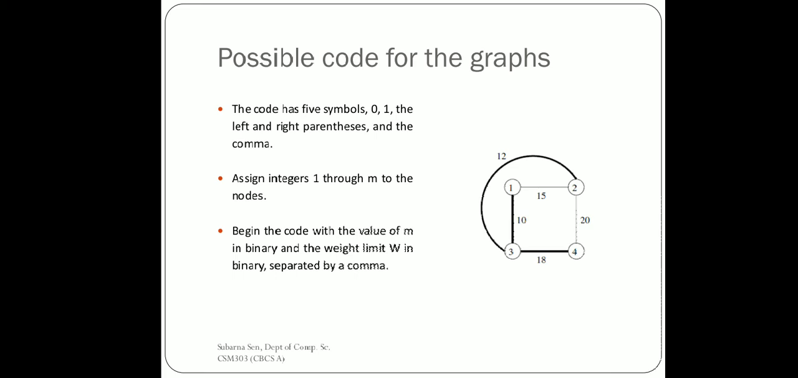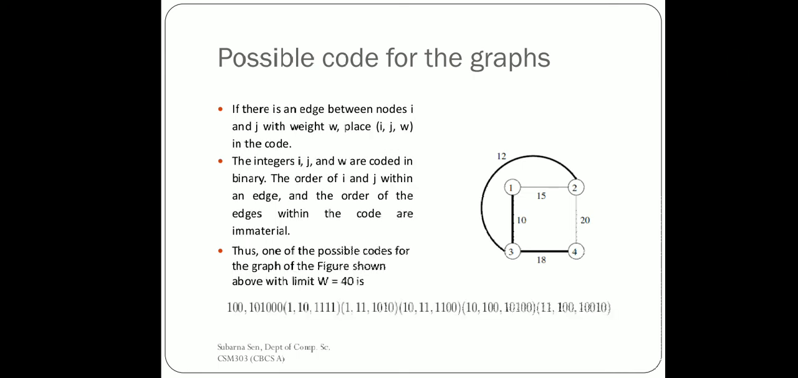Here, we will begin with the value of m, then we will incorporate the weight, and then we will incorporate the total graph. Whatever we are doing, everything will be in binary format. So let us begin how to code it. If we have an edge between nodes i and j with weight w, we will place it like this: i comma j comma w, but all should be in binary format.